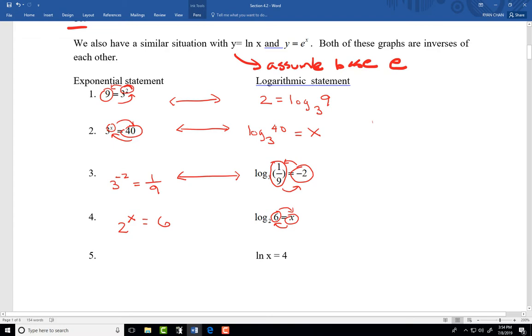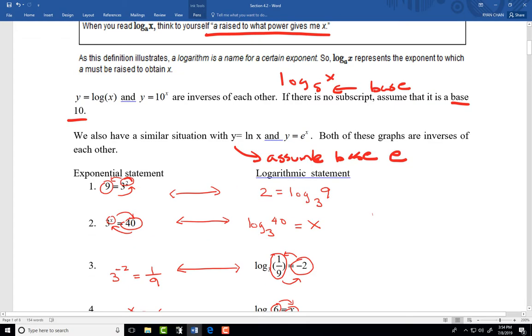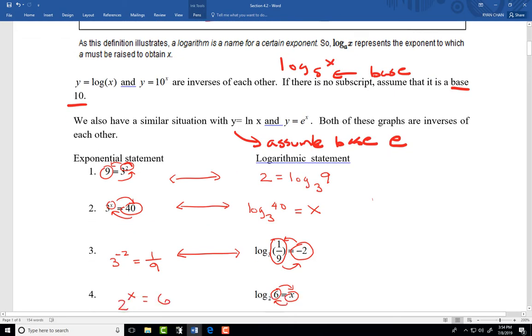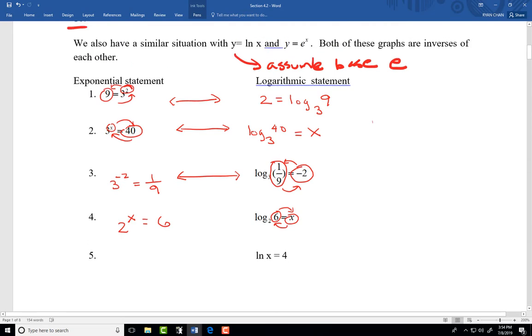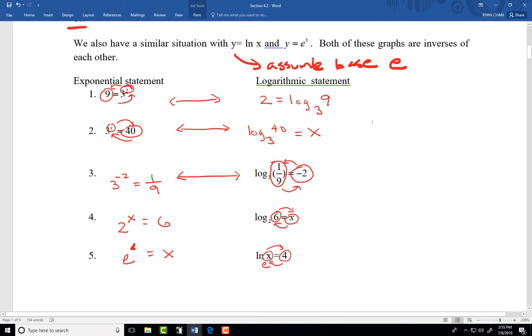Okay, so now if I look at number 5, notice I don't have an item on the bottom. It's natural log. So natural log, remember, we assume is base e. If it's log with no number, we assume it's base 10. So the way that you can write this is you can say this is base e. So then your x and the 4 will swap. The x will be by itself, and then it'll be e to the 4th. And this will be my answer right here.